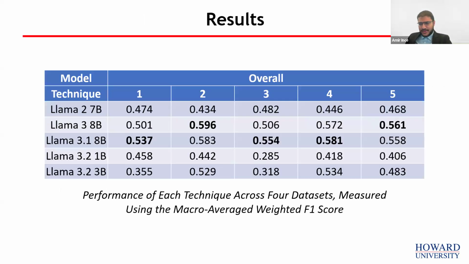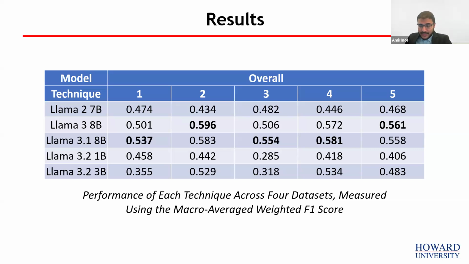Let's look at some results. So here we have a table detailing the average performance of each Llama model for each prompting technique using the macro average weighted F1 score. Clearly, we can see Llama 3.1, the 8 billion parameter model, performs the best and most consistently across the different prompting techniques. And this shows how robust this particular model is and highlights the improvement in the model architecture that helped with sentiment classification across various multilingual datasets.